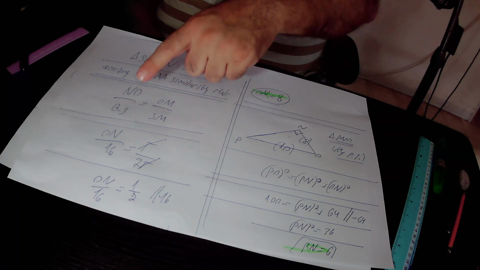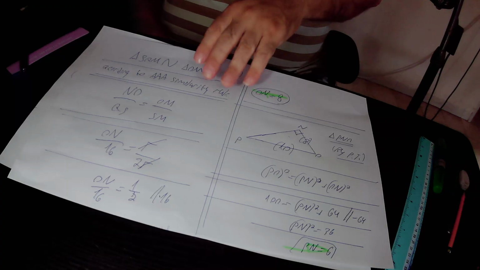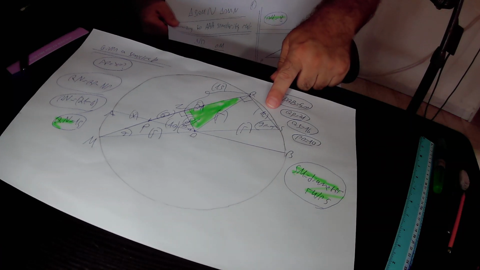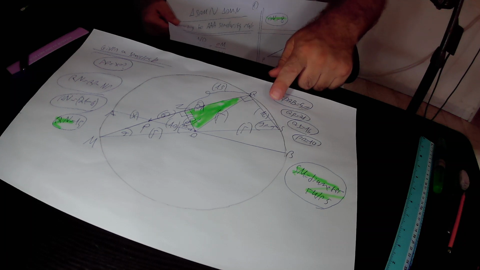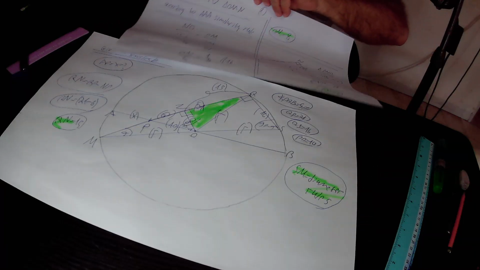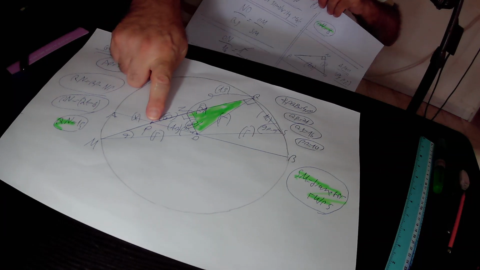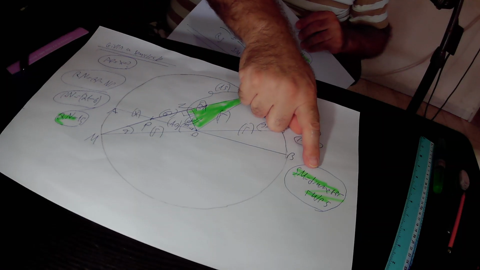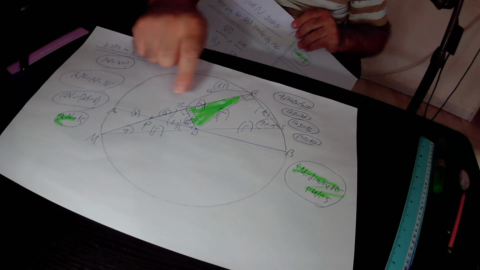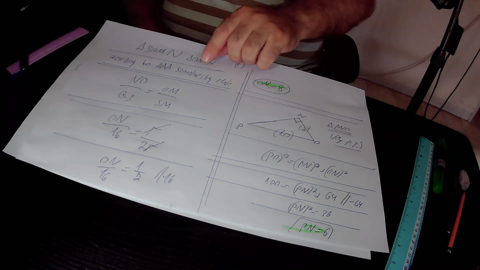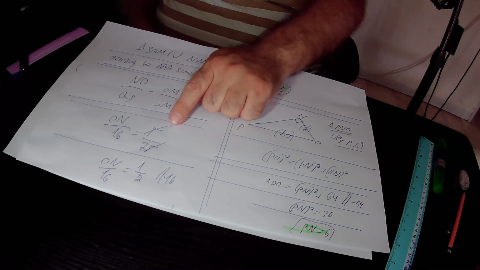ON is the missing side, so we leave it as it is, over QS. QS equals 16 units according to what is given in the question. And it is equal to OM, the radius of the circle, which is R, over SM. SM is the diameter of the circle, which is 2R. So in total, we found that ON over 16 equals R over 2R.